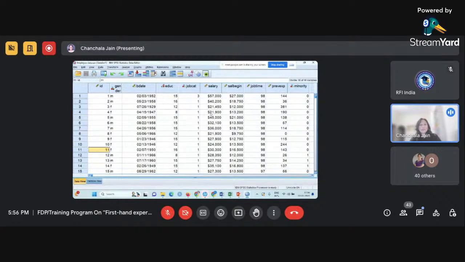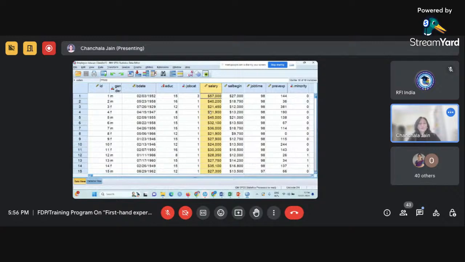Now, you can see there are so many variables available in this particular sheet. I need to decide upon two variables here. So suppose I'm taking the gender variable and the salary variable. I want to check whether there is a significant difference in the salary of male and female, whether this difference exists or not. This is what I need to check, right?